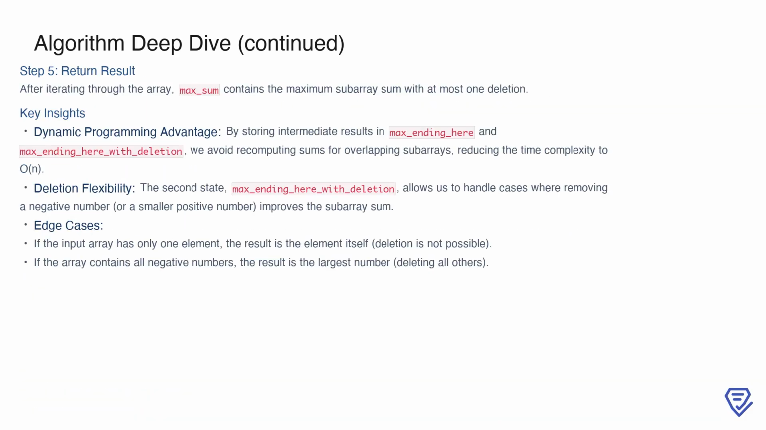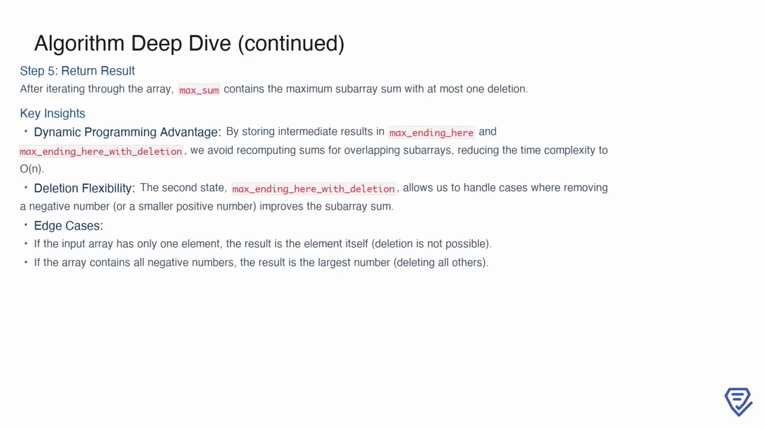Once the iteration is complete, the variable max_sum will hold the maximum subarray sum with at most one deletion. This approach leverages dynamic programming to store intermediate results, allowing us to avoid redundant computations and achieve a time complexity of O(n). The second state, max_ending_here_with_deletion, is particularly crucial as it gives us the flexibility to improve the subarray sum by removing a single element.